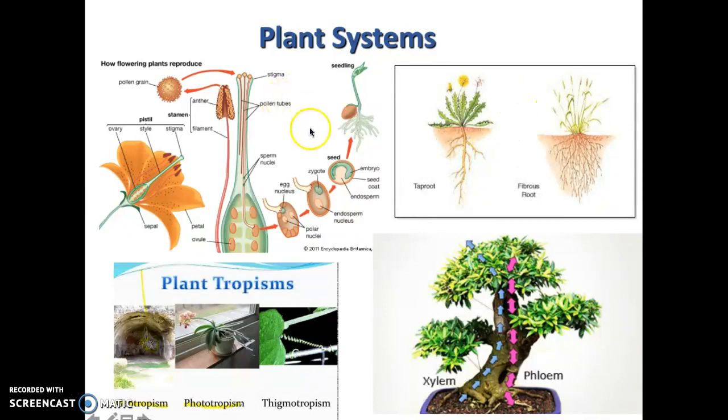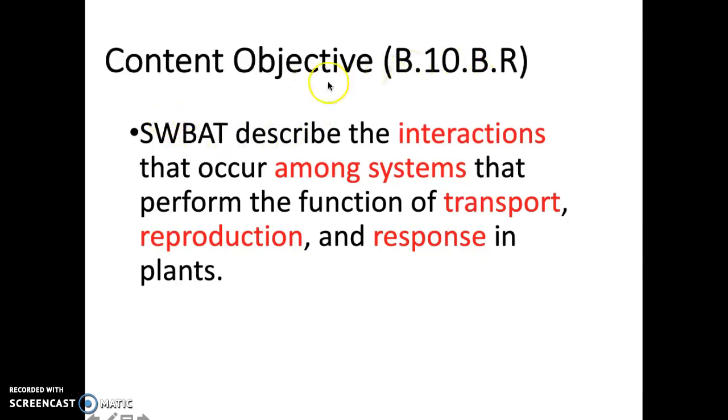Okay, so let's go ahead and start with the first thing, and that is our objective. The content objective, the TEK, is 10B, and it states that students will be able to describe the interactions that occur among systems that perform the function of transport, reproduction, and response in plants. So the main 3 things that we have to cover here are plant transport, plant reproduction, and plant response.